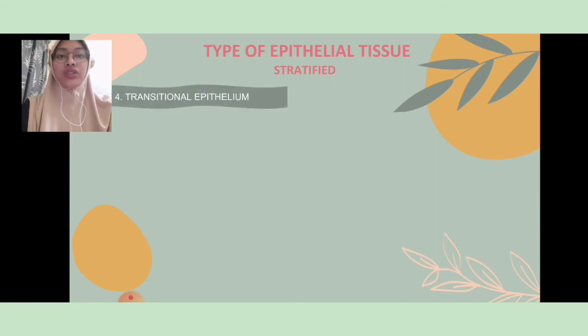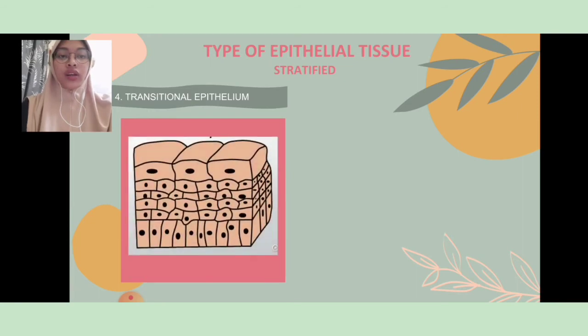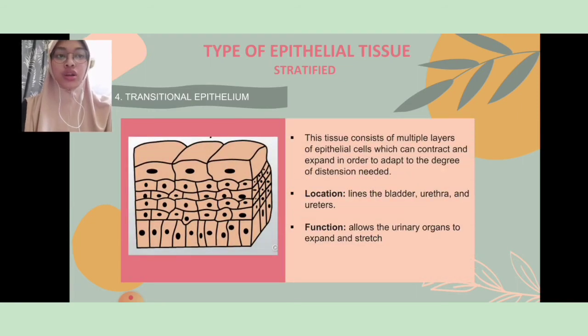And the last one is transitional epithelial tissue. And this is how the tissue looks. This tissue consists of multiple layers of epithelial cells which can contract and expand in order to adapt to the degree of distension needed. This tissue is also a special tissue because it can contract and expand. We can find it lining the bladder, urethra, and uterus. The function is to allow the urinary organs to expand and stretch.